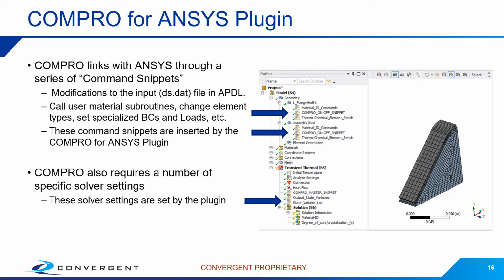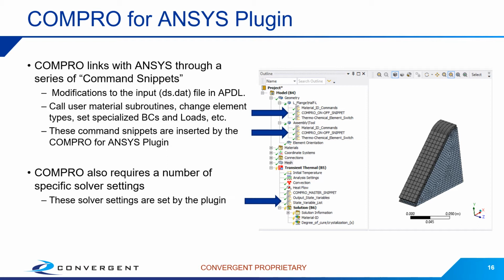And these command snippets I've shown here, you can see the arrows pointing to them. And these do various things like change element types and set specialized boundary conditions and loads. So if you have a pore pressure boundary condition and load, for example, it also lets you call user material subroutines, et cetera. So yeah, various things that these snippets do. If you want more information, it's inside the documentation again. You don't need to worry about it though, it's all taken care of by the plugin.